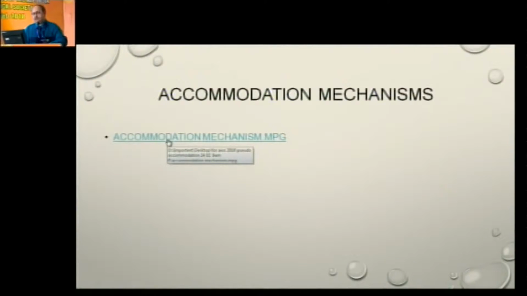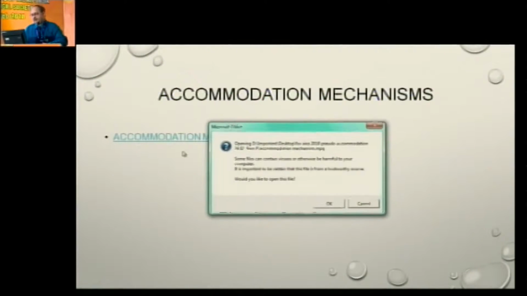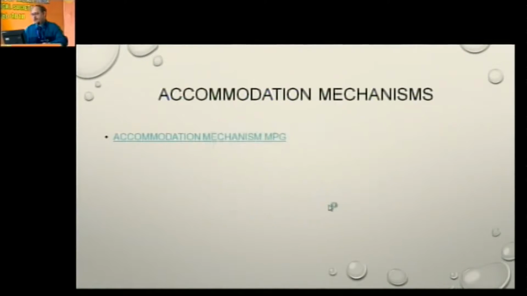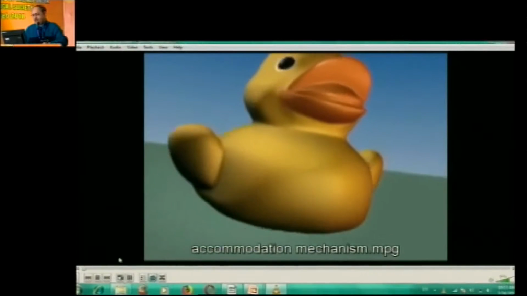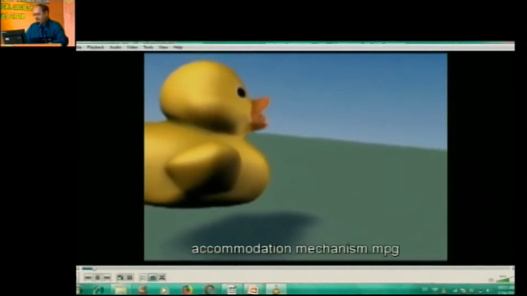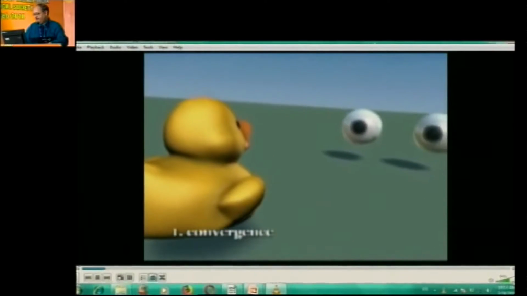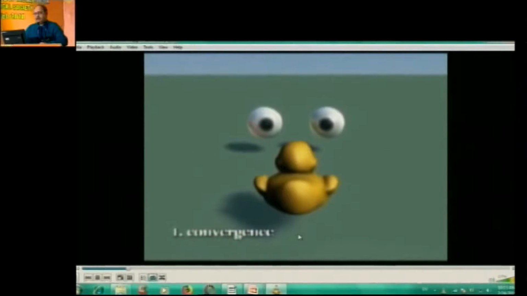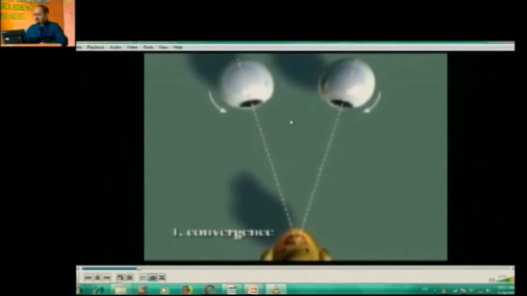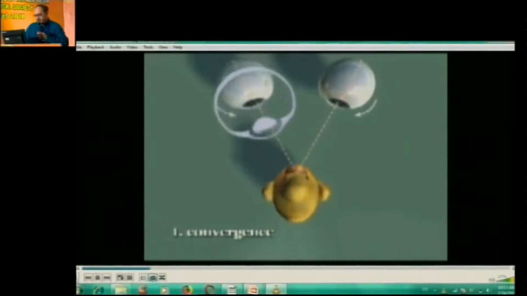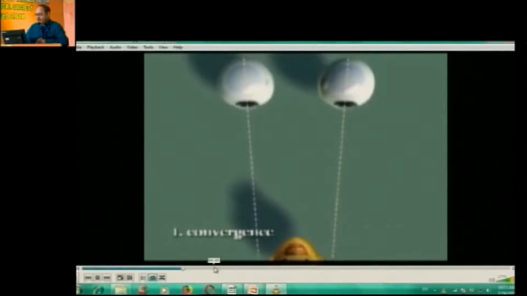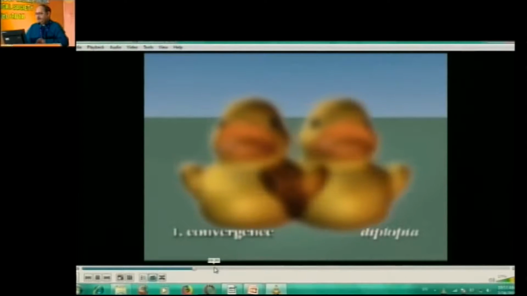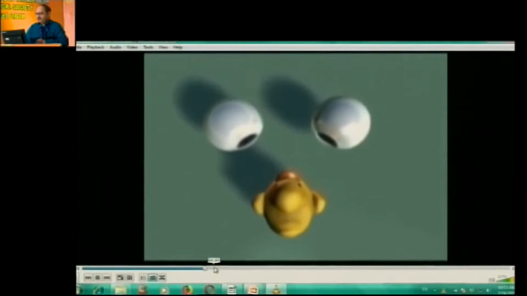Before going into pseudo-accommodation, let's have a look at the mechanisms of accommodation. Basically, in accommodation there are three components. This is convergence. That's part number one. Diplopia, or double vision, occurs.